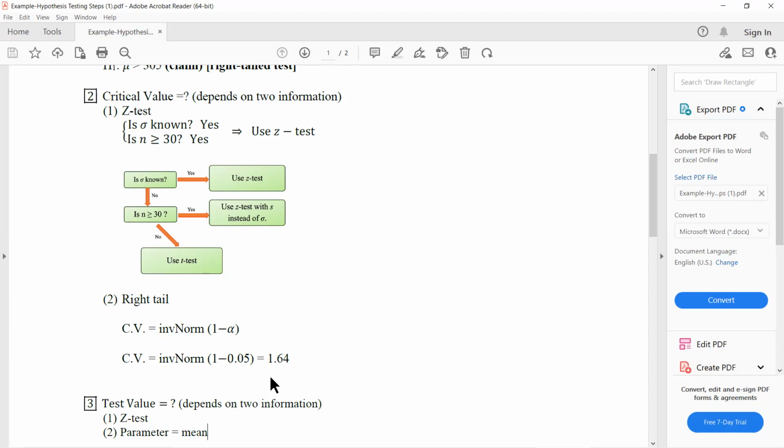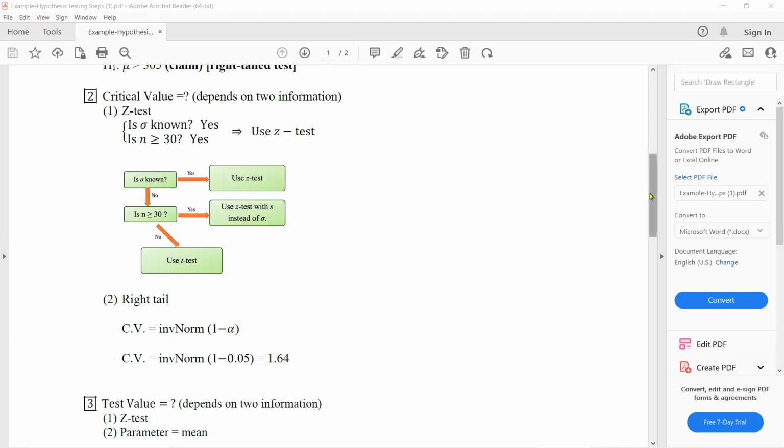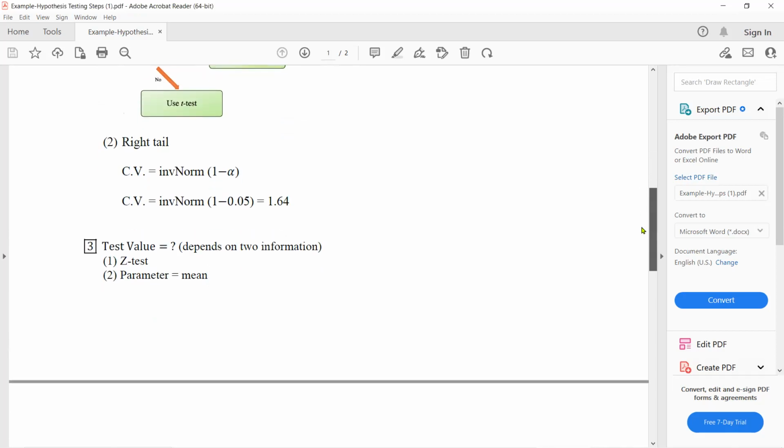It's the inverse norm of 1 minus 0.05, and that gives us 1.64. Let me put it on the screen. Let me get my calculator out for you. Oh, step 3, you mean? Yeah. Okay, so step 3 is to calculate the test statistic.